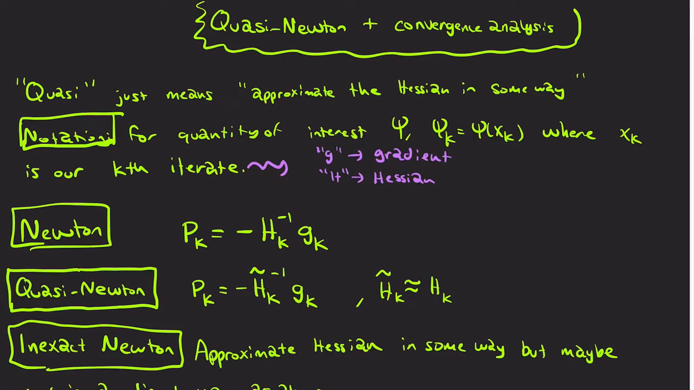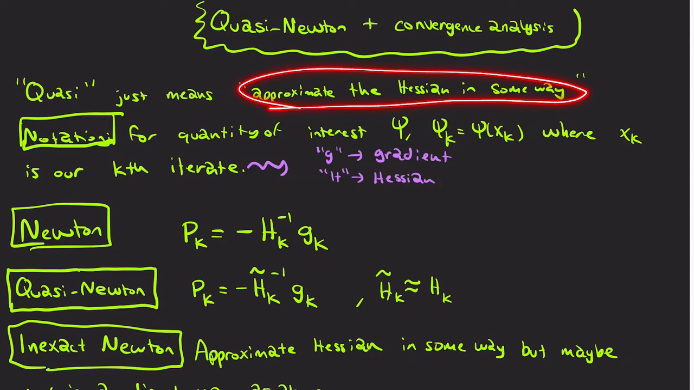Hi everyone, in this video I'm going to discuss quasi-Newton methods as well as show some convergence analysis that supports their use. Quasi just refers to approximating the Hessian in some way. That's all it means.